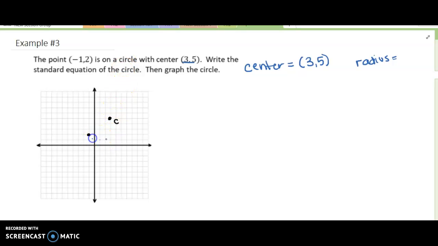Okay, so suppose I had this circle all the way around here, whatever. This would be a radius. So if I can find the distance from this point to the center, that would be my radius. Okay, so what I'm going to do is I'm going to draw a right triangle.